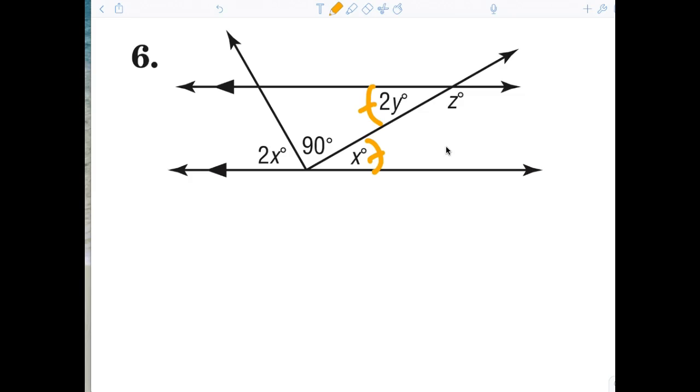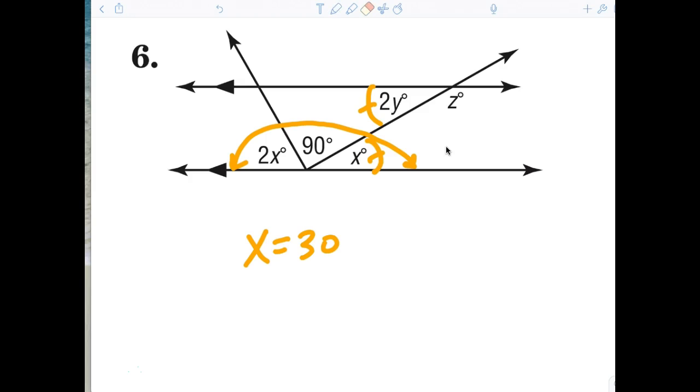All right, now we can easily figure out what x is, right? Because again, this right here is supplementary. They add up to 180. 3x plus 90 equals 180. So what does x equal? I think x is 30. 3x plus 90 equals 180. So everybody happy with x equals 30? Yes. Now, x is 30.